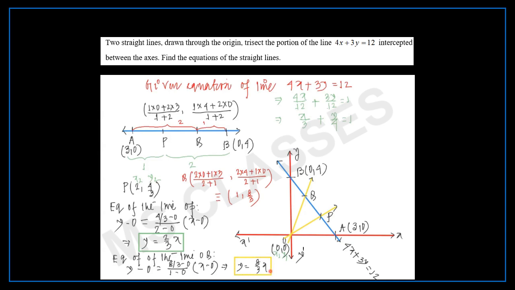Another thing: since both lines are passing through the origin, you can understand that in the y equals mx plus c form, c is 0 because the y-intercept is 0. Here also c is 0 because the y-intercept is 0.